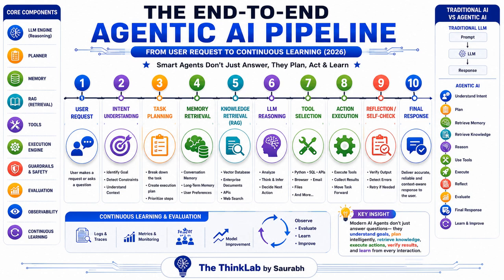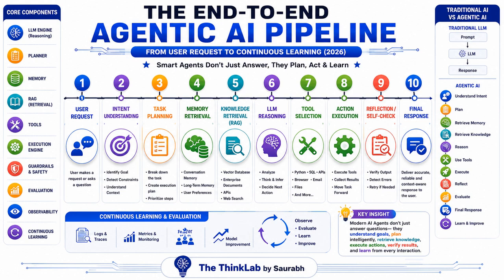Now we are moving to step 10, the final response. After the verification, the AI generates the final response. So the answer is now more accurate, more complete, and supported by the reasoning. The memory, retrieved knowledge, and tool output are also required here. This is what the user finally receives. Continuous learning and evaluation also happen in this stage.